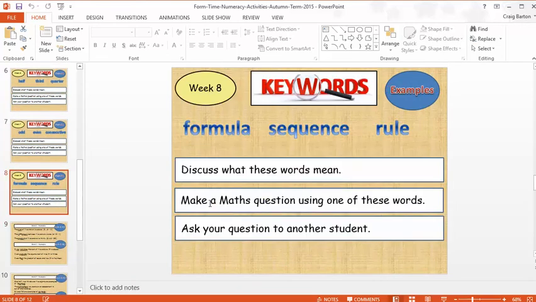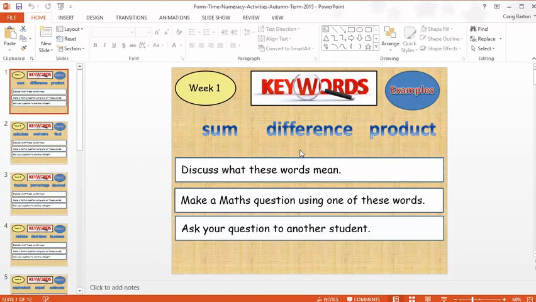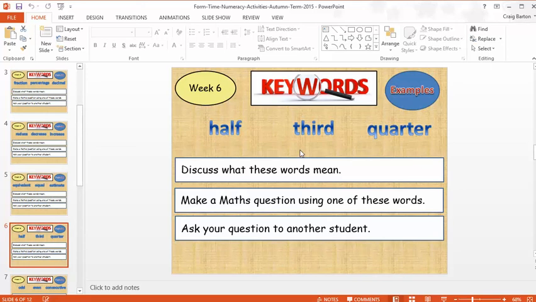But it's not going to take much for you to think of your own words that could go there. Prove, for example, is one that springs to mind, or justify. So a very easy resource to adapt and extend and take as far as you need to. But I just thought it was a really nice, simple structure that could be used either in form time or tutor time, or even in maths lessons itself.